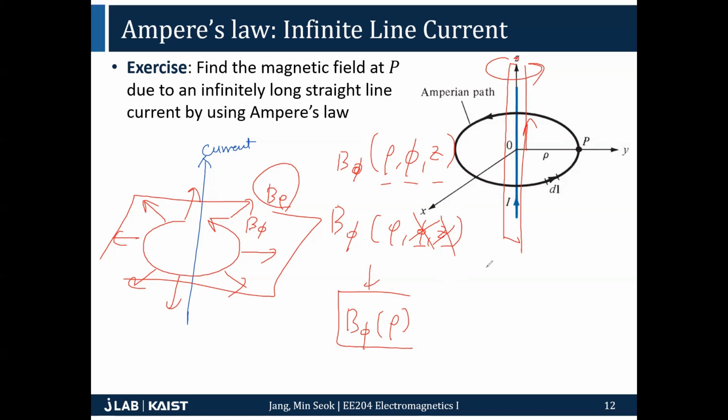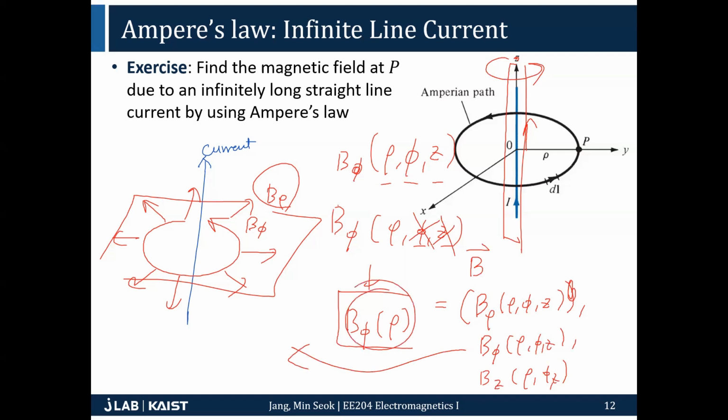So again, if I summarize, B in general can be written as a B rho component that depends on rho, phi, z, a B phi component that depends on rho, phi, z, and a B z component that depends on rho, phi, z. There are 9 possibilities in terms of dependence. And by doing the symmetry argument, we reduce it to 1. Only the B phi component that depends on rho is possible, and all the other cases are impossible.